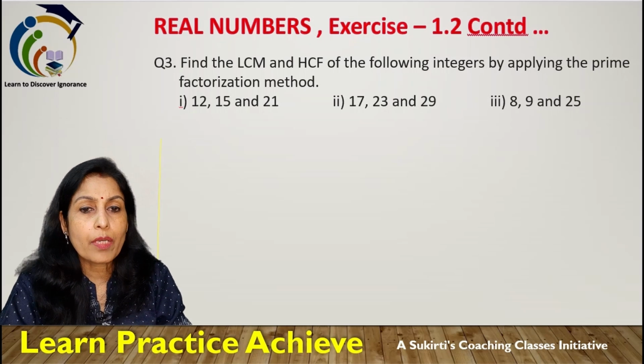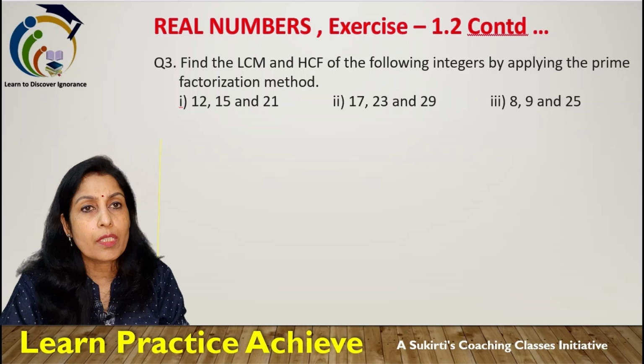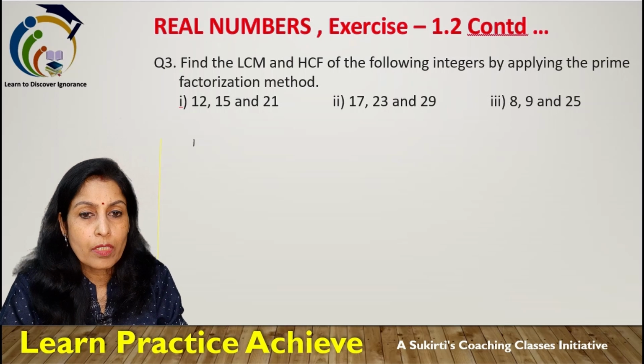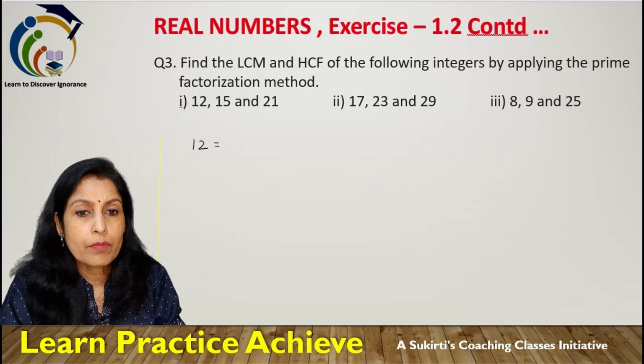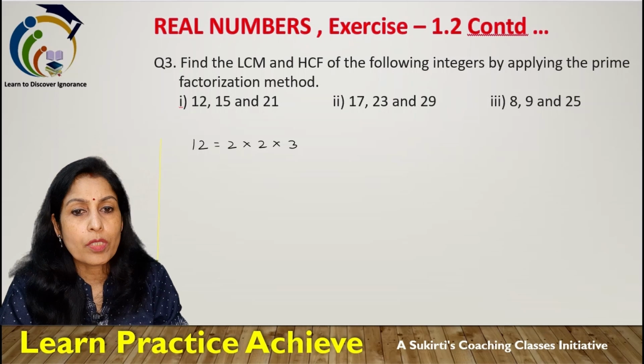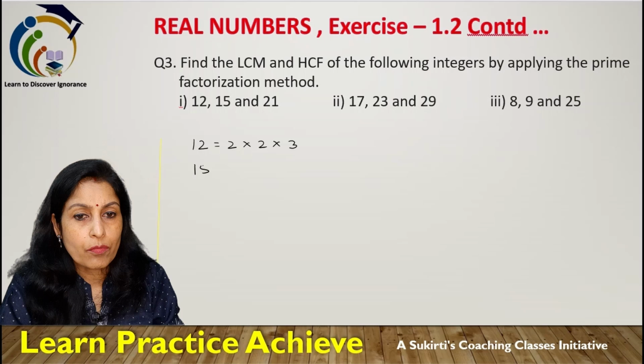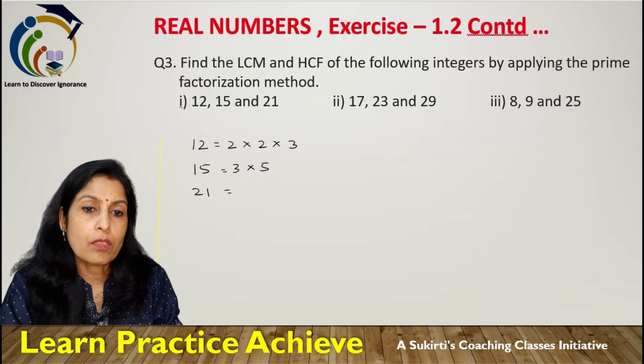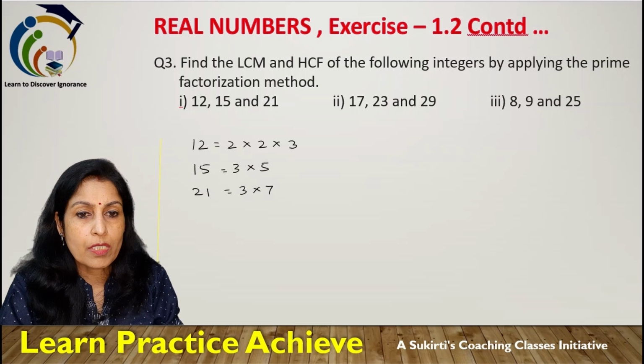So first find the prime factorization of 12, 15 and 21. The prime factorization of 12 is equal to 2 multiplied by 2 multiplied by 3. Then the prime factorization of 15 is equal to 3 into 5, and the prime factorization of 21 is equal to 3 into 7.